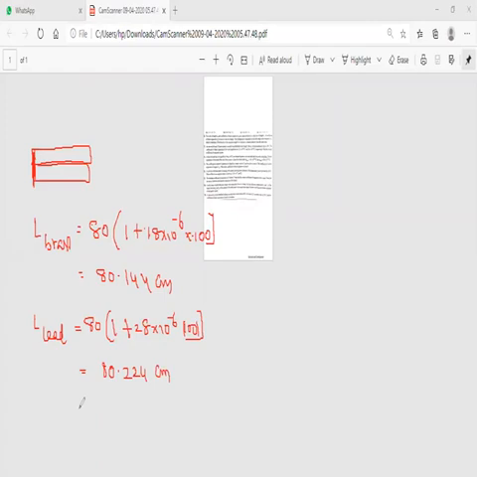Then they are asking for the distance between the two. It expands with the length, and the final length of the first one is 80.144 and the final length of the second one is 80.224. Therefore, for the distance between these two, which will be more? Lead is more. L lead minus L brass. The difference between the two values is 0.08.